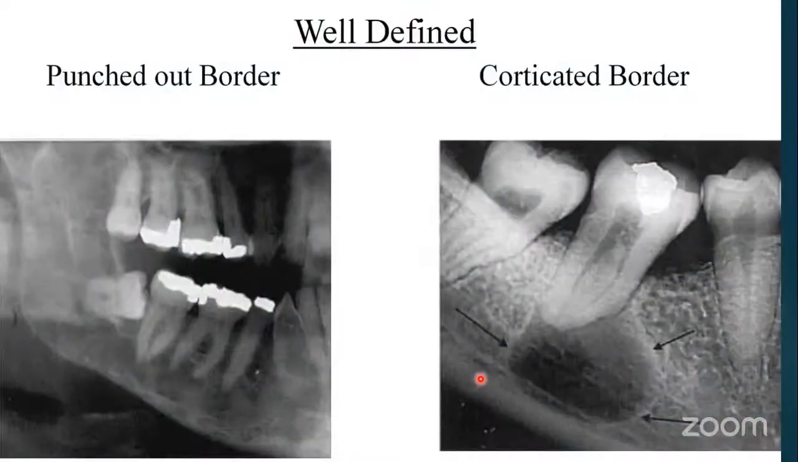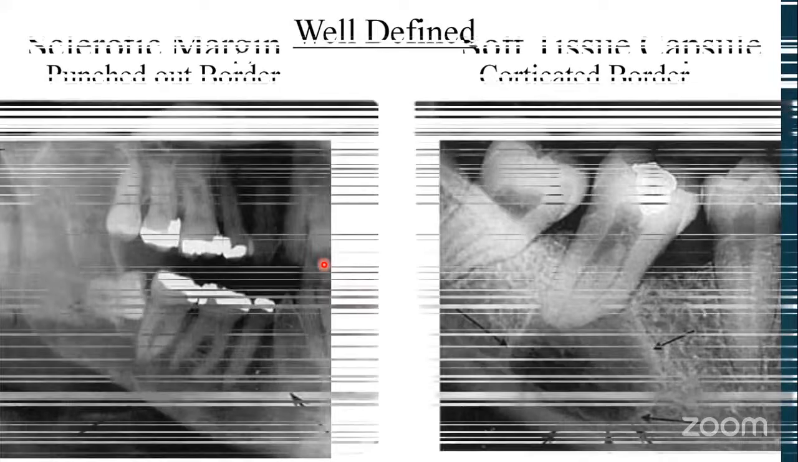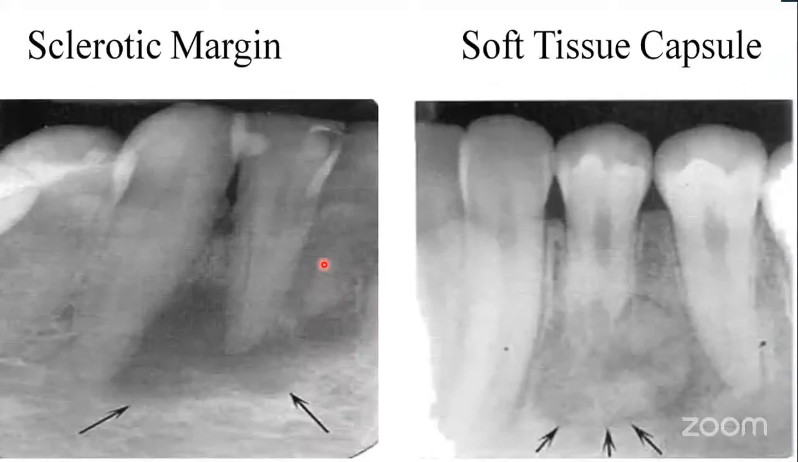Okay, so well-defined lesions, there are certain categories that we have to remember. Punched out borders, and second one is corticated borders. Mostly the punched out borders are seen in case of thalassemia and all that, and corticated borders are mostly involving cysts, cystic lesions. And sclerotic margin mostly is in case of fibroosseous lesions.